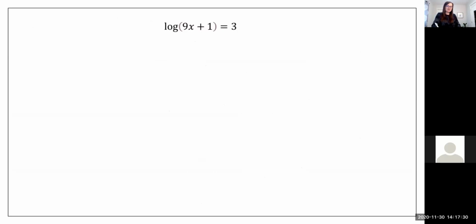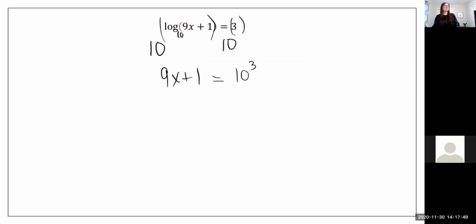So if this is a base 10 logarithm, I would take both sides as a power of 10 in order to neutralize that log. So when I neutralize it, 10 to the power of log 10, because those are inverses, it's just going to be 9x plus 1. And that's going to give me 10 to the power of 3, which is 1,000. I could have taken this and rewritten it as its exponential, which is actually 10 to the power of 3 equals 9x plus 1.